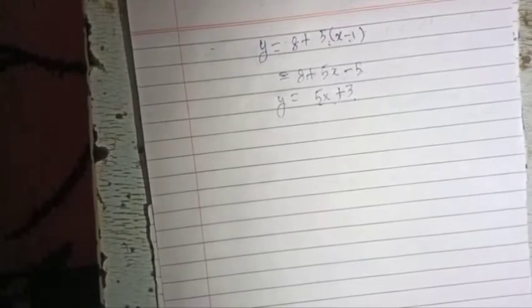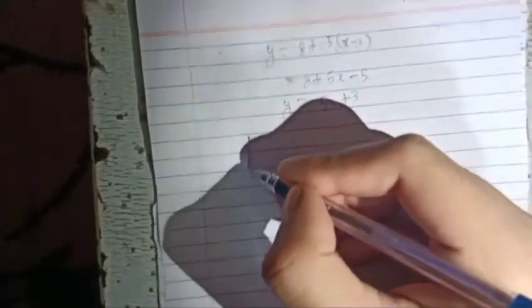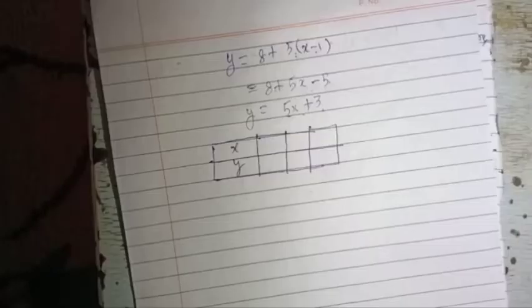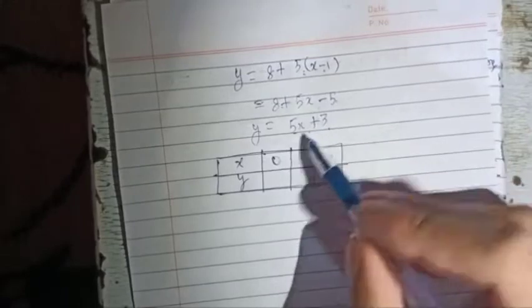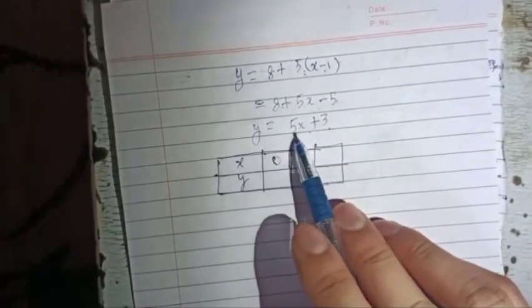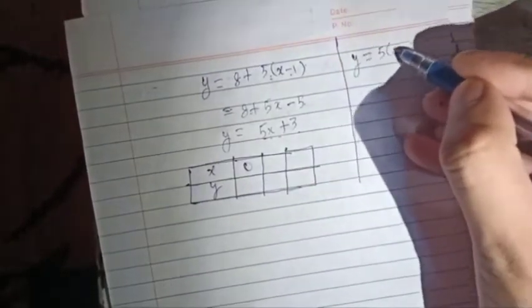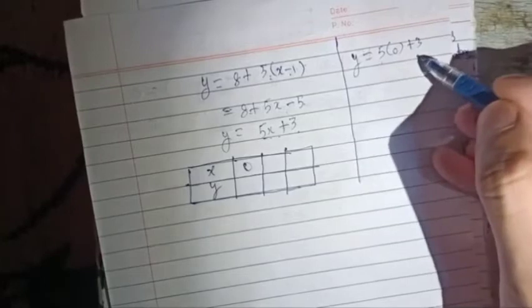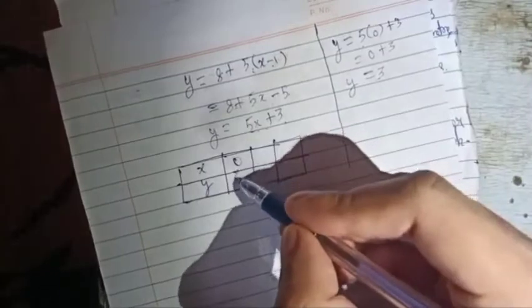So for this we will make a table. In this table, first of all put x is equal to 0. So y is equal to 5 multiplied by 0 plus 3. Here we will solve roughly so that we can understand the concept. 5 into 0 is 0, and 0 plus 3 is 3. Therefore y is equal to 3.